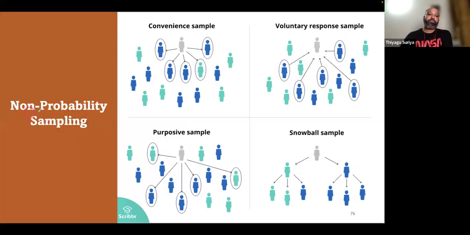And similarly, we have non-probability sampling. It's called convenience sampling. For example, wherever the people are in close proximity to me, I just go and collect the data. It's called convenience. There is no randomization. Voluntary response: those who are willing can give the responses. For example, on WhatsApp we send a message asking people to fill in the data set. That's called voluntary. The people come forward and give the response.